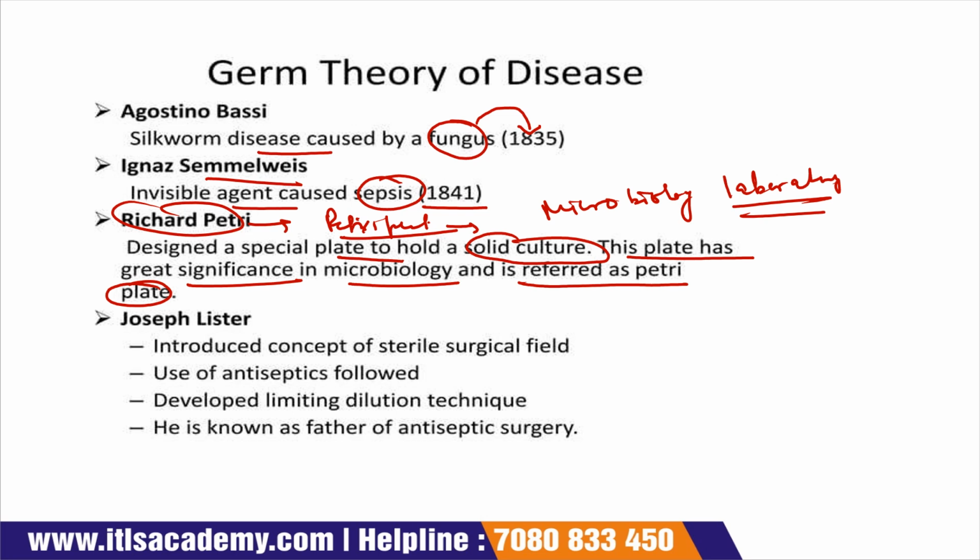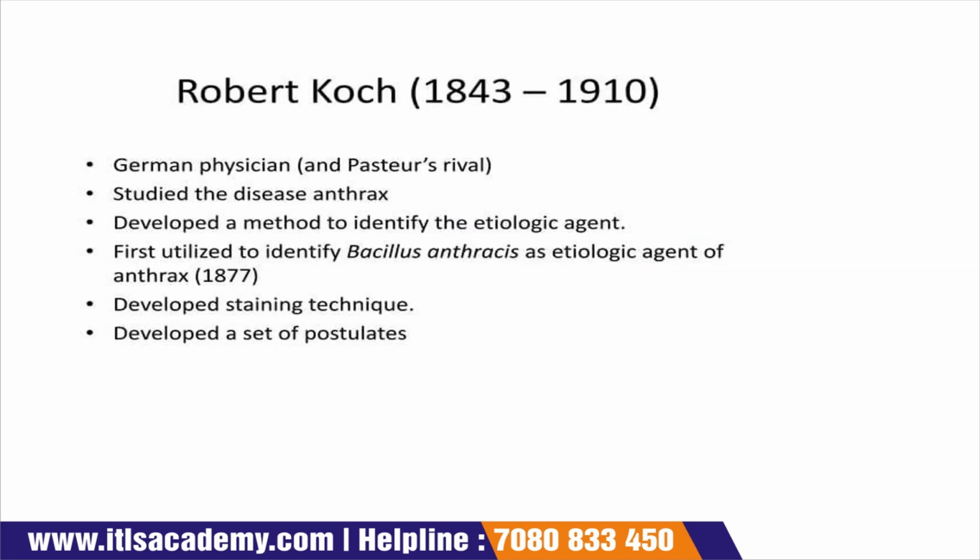Then Joseph Lister introduced the concept of the sterile surgical field and the use of antiseptics, and also developed a limiting dilution technique, and he is known as the father of antiseptic surgery. Now the next is Robert Koch, 1843 to 1910. He was a German physician and Pasteur's rival. He studied the disease anthrax and developed the method for the identification of the etiologic agent.